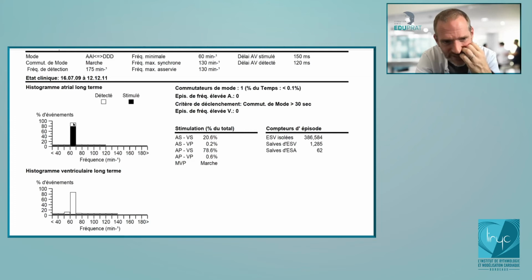But the problem is that there is no acceleration at all during exercise. You see, there is clearly a chronotropic incompetency. Okay, and that can be symptomatic. So in this patient, who is programmed AAI-DDD, I will probably reprogram to AAIR-DDDR, okay?